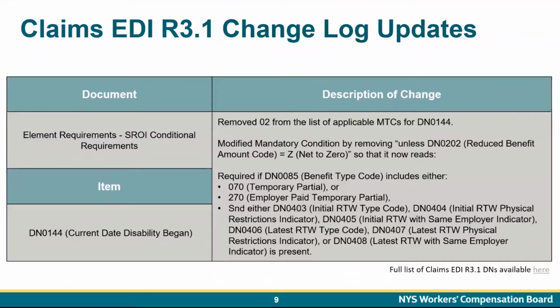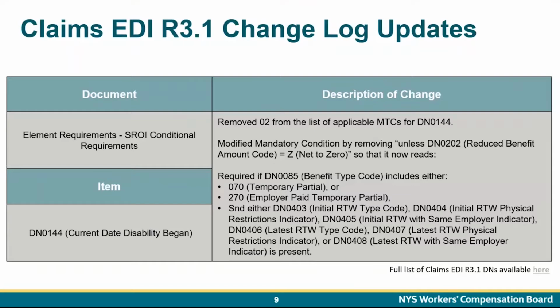Now we're going to go over some of the changelog updates, as Patty had mentioned. These are mostly from the July changelog. The next few I'm going to go over have to do with the reduced benefit amount code of Z, net to zero. That was pulled from our tables due to the IAIABC change related to the new data element, a separate data element for net to zero. That will be implemented at a later date, and when we do so, we will make sure to publish our tables at least 6 months in advance according to the IA standards.